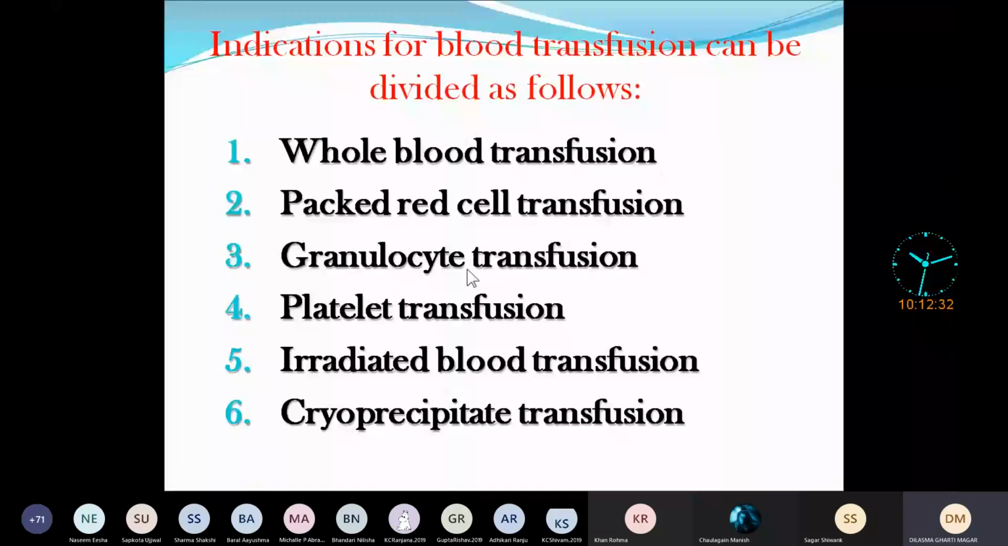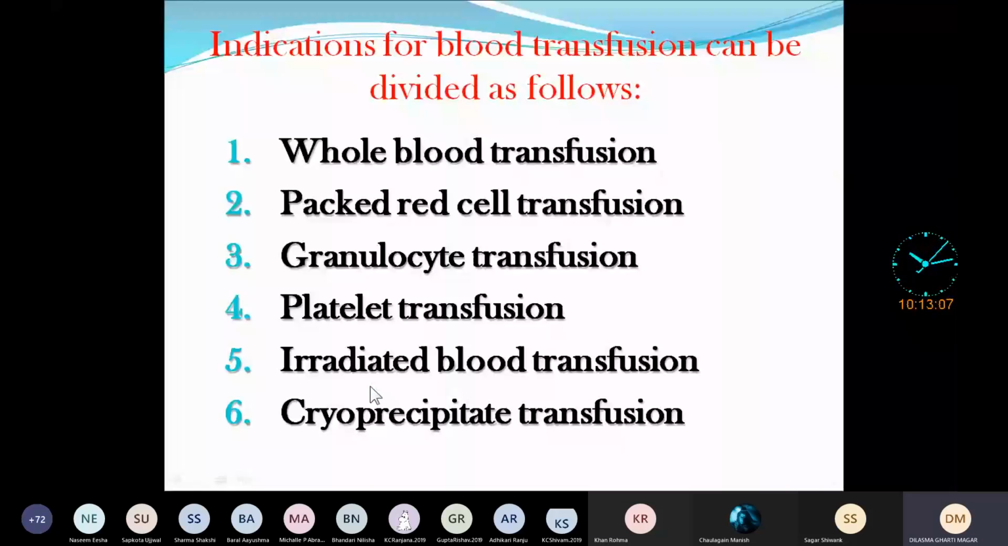And irradiated blood means whenever the blood is scanned with ultraviolet rays, we can give irradiated blood in case of an immunocompromised patient. Immunocompromised patients don't have much immunity to fight against infections, isn't it? So in those cases we can give the irradiated blood transfusion. With the help of radiation we can kill the unnecessary organisms and all, so that we give the irradiated blood transfusion.